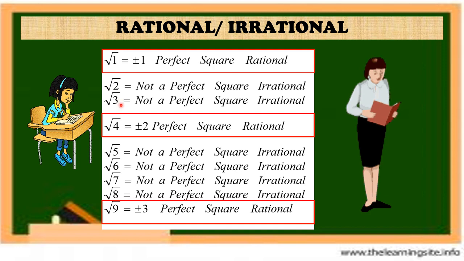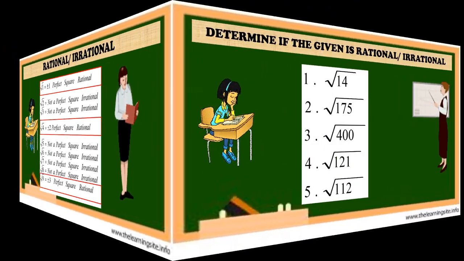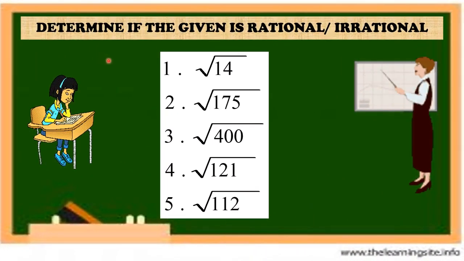Square root of 2 and square root of 3 are not perfect squares, therefore the two are irrational. Square root of 4 is a perfect square, that is plus and minus 2, so that is rational. Square root of 5, square root of 6, square root of 7, and square root of 8 are all irrational, while the square root of 9 equals plus and minus 3, and that is a perfect square, and that is rational.